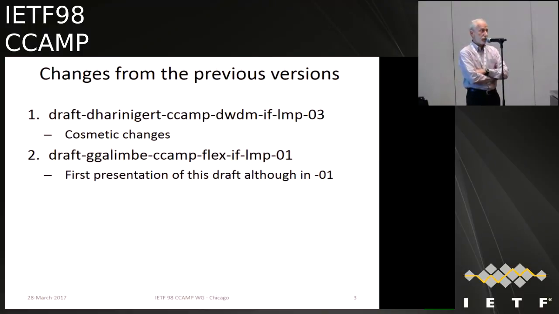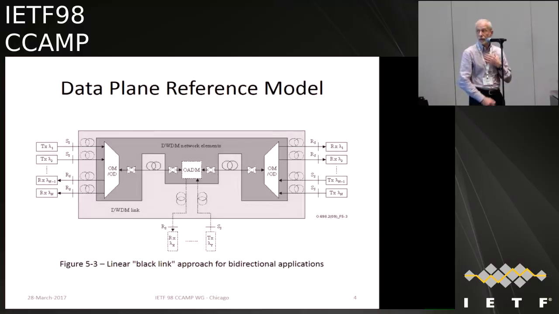From the previous version, the CCAMP DWDM interface LMP draft, now at version 3, has just been updated with a few cosmetic changes, while the CCAMP Flex interface LMP draft is the first time I'm presenting, so it can be considered as a 00 version. Just to clarify, we are dealing here with LMP between the client interfaces located on the external of the DWDM network and the ROADM.